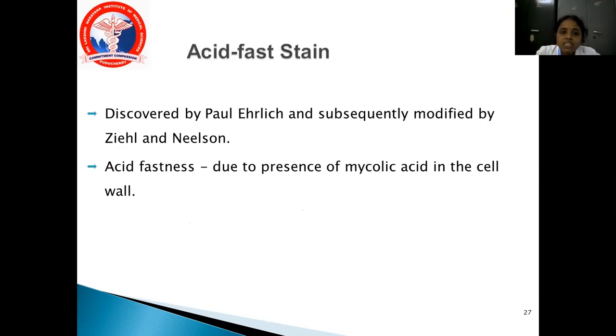The next differential staining is acid fast staining. Gram staining is over, I hope you understood. So next is acid fast staining, which is also one of the differential stains. It was discovered by Paul Ehrlich, and subsequently modified by Ziehl and Neelsen, so it is otherwise called Ziehl-Neelsen staining. Acid fastness is due to the presence of mycolic acid in the cell wall.